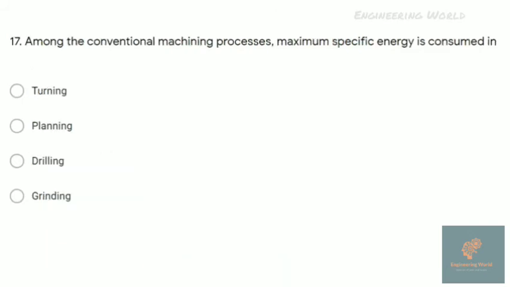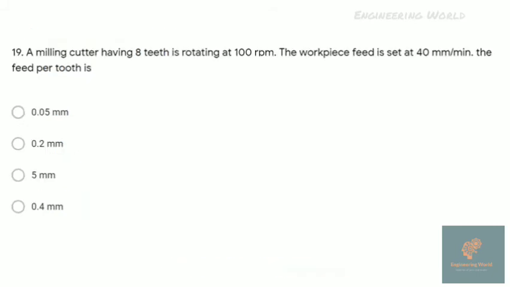Then the next question is, among the conventional machining processes, maximum specific energy is consumed in. Here the answer is grinding. Maximum specific energy is consumed in grinding. In grinding, 1/3 of the abrasives act as single point cutting tools, and the remaining are simply rubbing onto the workpiece without doing any machining. Hence loss of energy due to friction is high, so specific cutting energy is high. The next question is, in ECM the MRR is due to. Actually, in electrochemical machining, MRR is due to ion displacement. I will explain it in the lecture series.